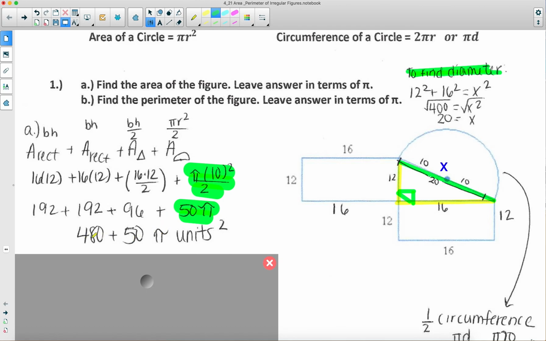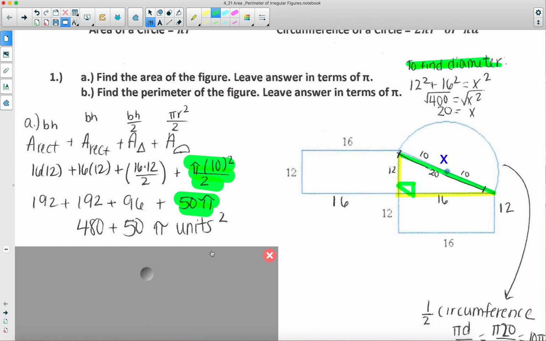The reason why you can't add these two numbers together is because the 480 doesn't have pi, so they're not like terms, right? Although pi is actually a number, an irrational number, it acts as a variable in terms of combining. So I can't say 480 plus 50 and then pi, right? It's 480 plus 50 pi, units squared. So that's how you find the area.